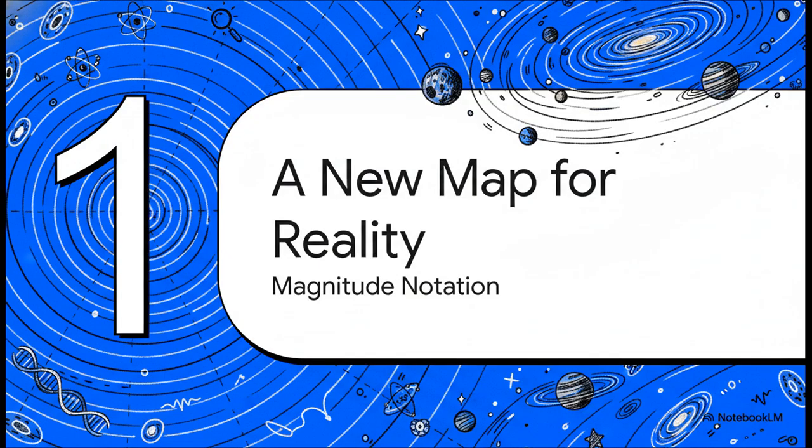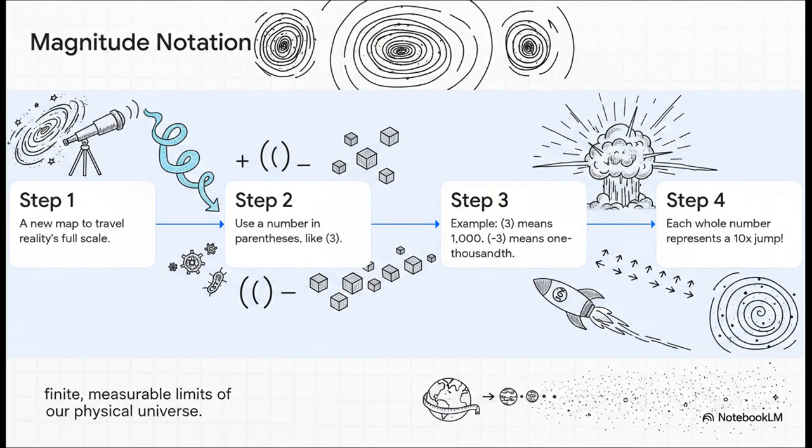Okay, so if we're going to explore these wild scales, from the unbelievably tiny to the mind-bogglingly huge, our normal numbers just aren't going to cut it. We need a special kind of map, a new way to talk about these distances, to navigate the full scope of reality. And that map is something called magnitude notation.